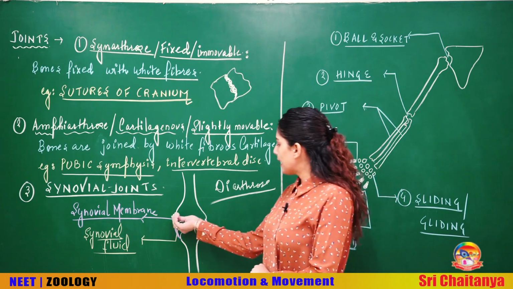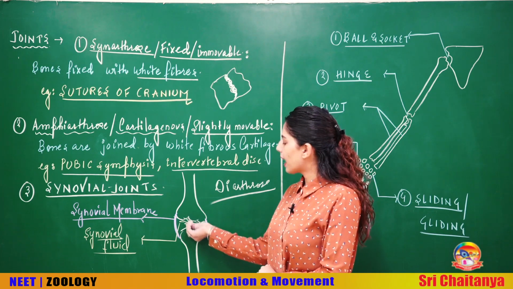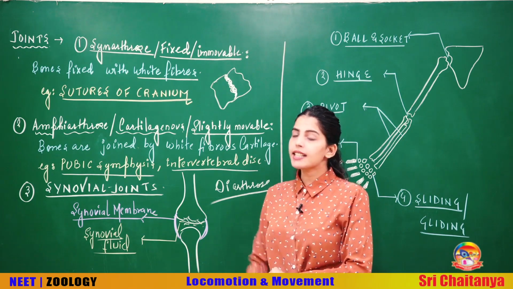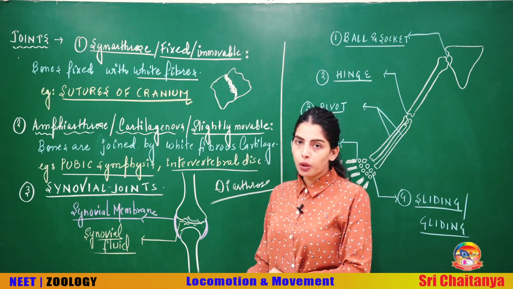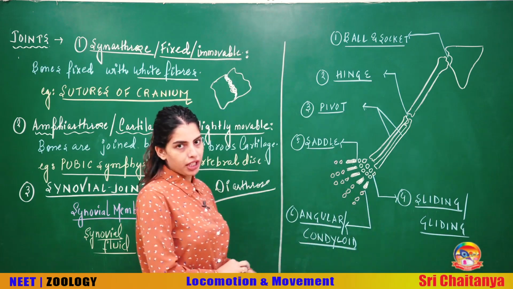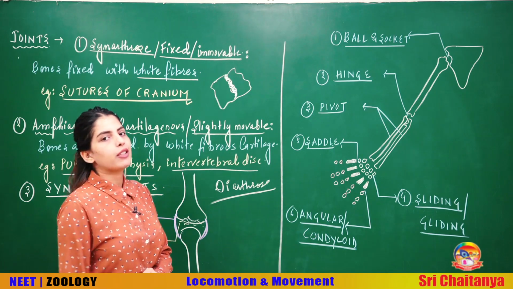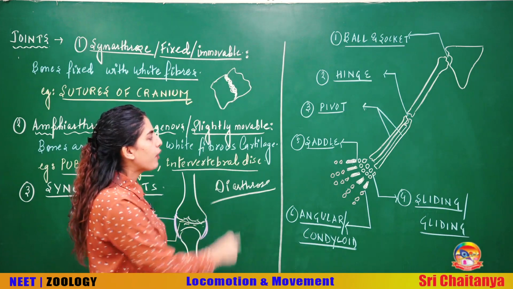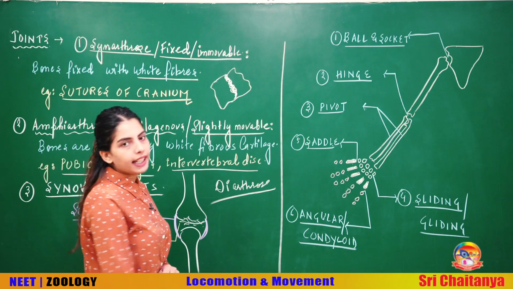Also remember that at the end of the long bones you have certain cartilage. That cartilage is called hyaline cartilage. But the characteristic feature of the synovial joint is the presence of synovial fluid in between the long bones, which reduces the friction. Now we are going to discuss the different types of synovial joint, which could be ball and socket, hinge joint, pivot joint, saddle joint, angular or condyloid, sliding and gliding type.